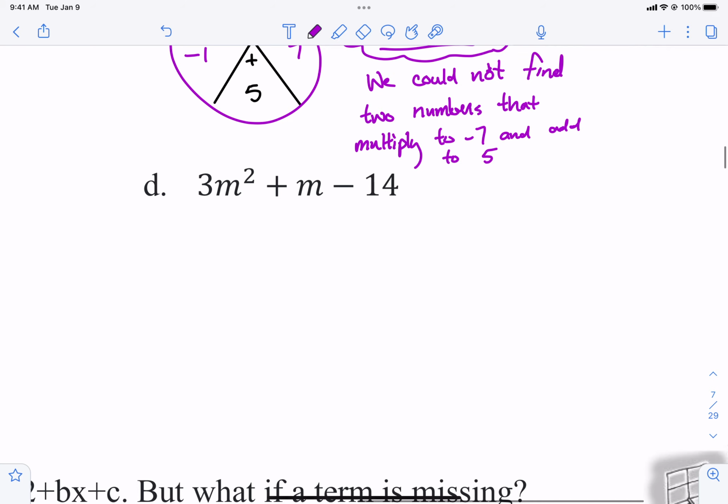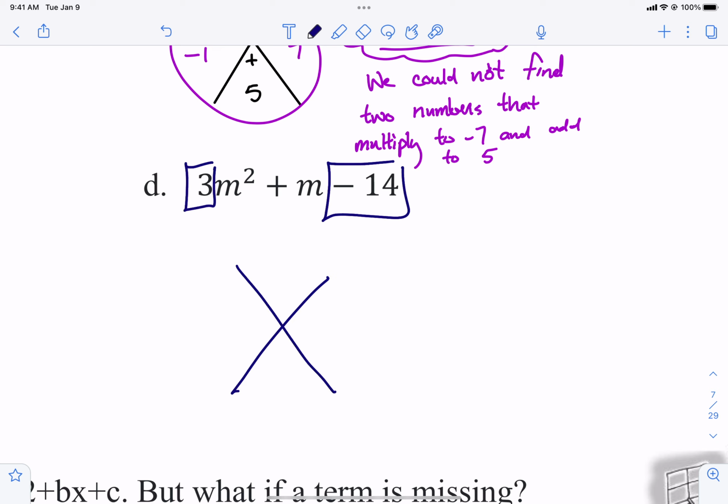Let's look at problem D here. So this one has a 3 right here and a negative 14 there. Remember, those are going to be the numbers that go on top. And the way they go on top is because we have to multiply them. So 3 times negative 14, this is negative 42.